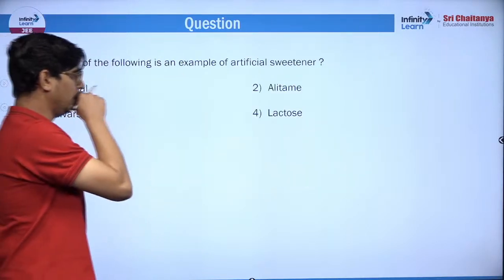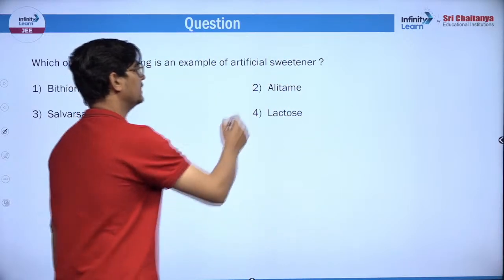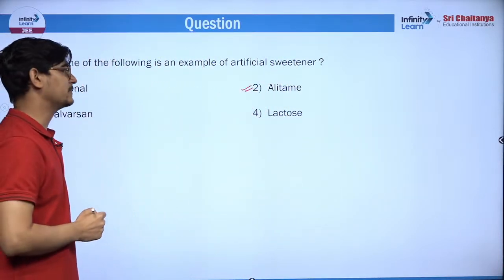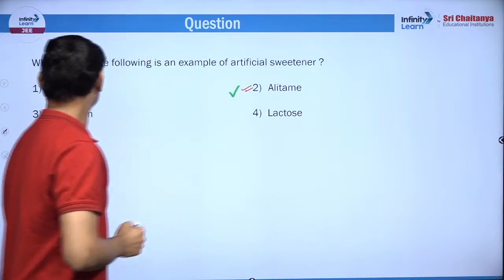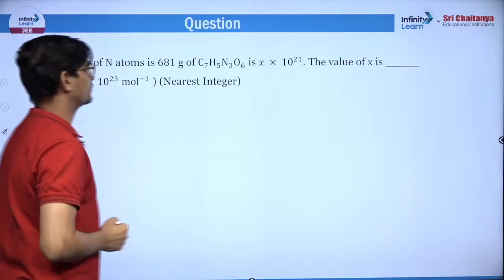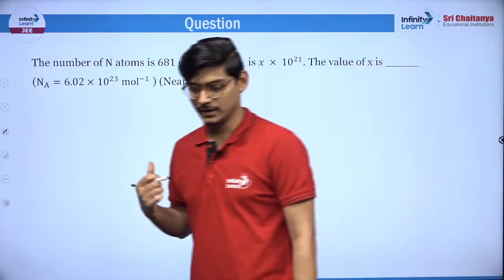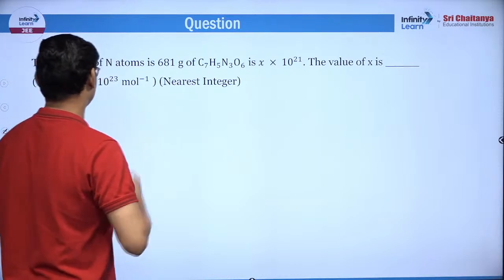Next question, which of the following is an example of an artificial sweetener? Please remember all the artificial sweeteners, they have been asked many times, right? So Alitame in this case is the correct answer. The number of nitrogen atoms. So that was the first section of 20 questions, and now we have the second section of 10 questions, most of which were numericals.